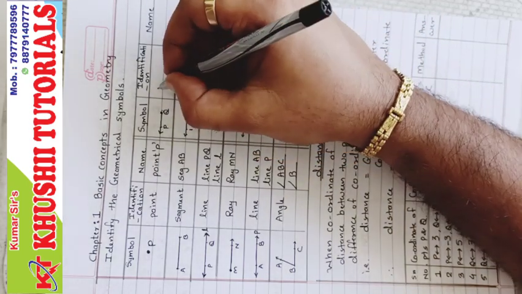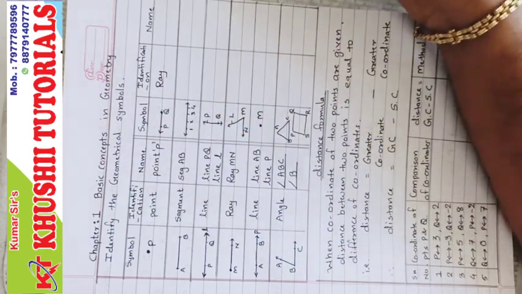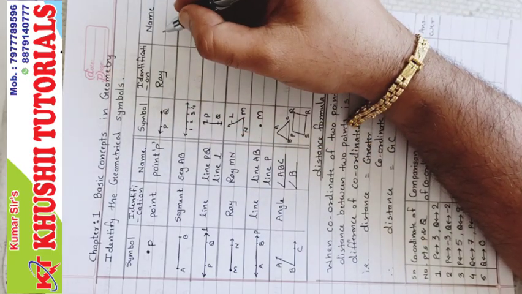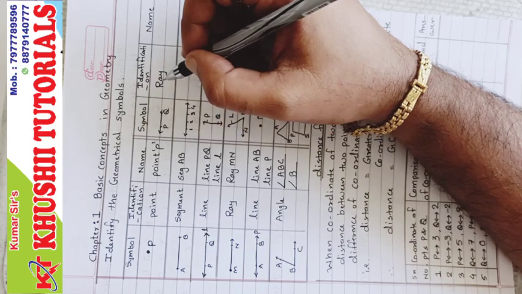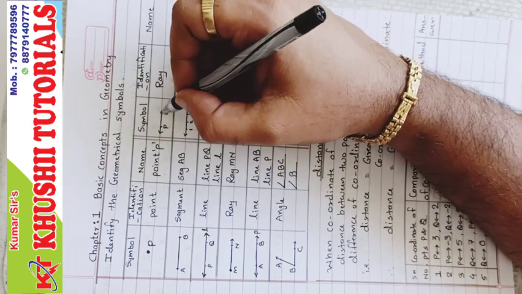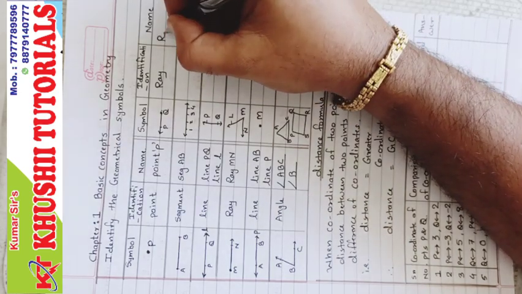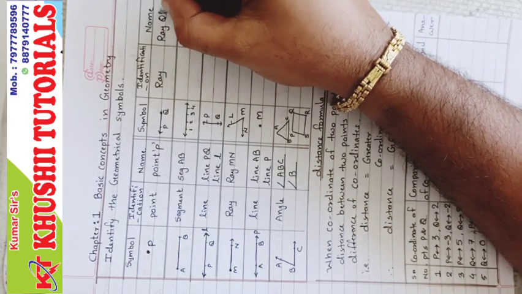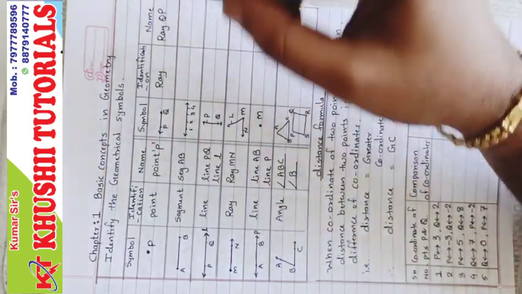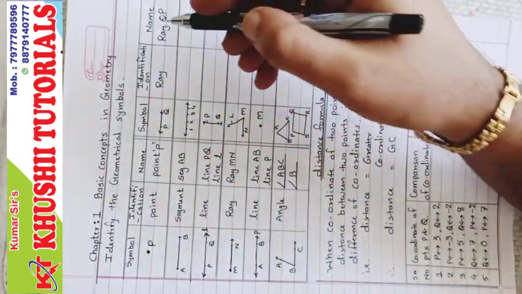The next one again has a single fixed point, a dot, and a single arrow, so it is called a ray. And what is the name of this ray? Ray PQ or ray QP? The name of a ray always starts from the origin. Point Q is the origin. So ray QP is the right name for this ray and ray PQ is the wrong name.